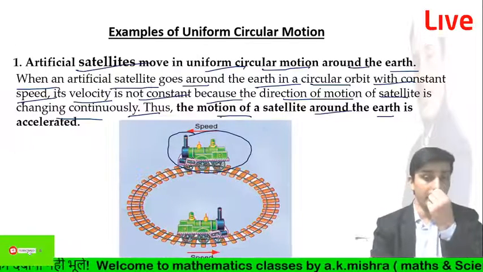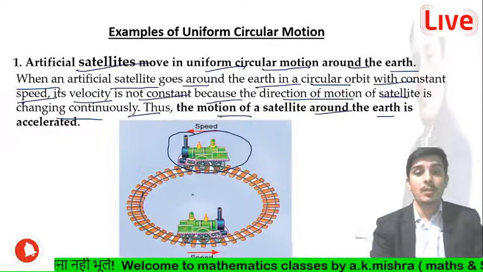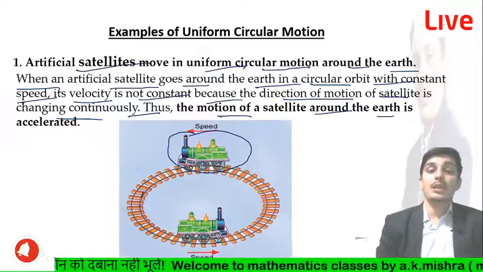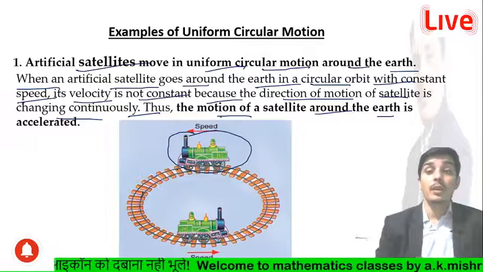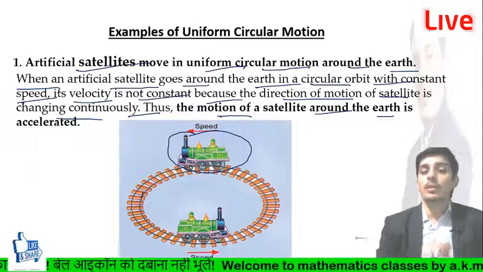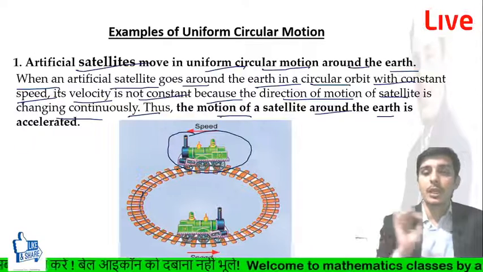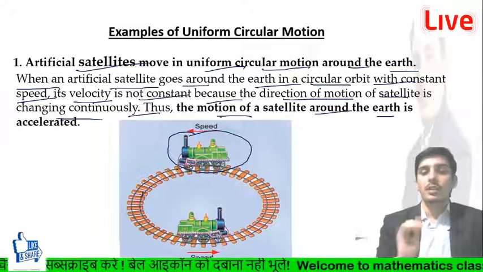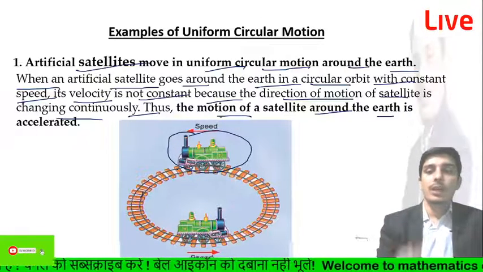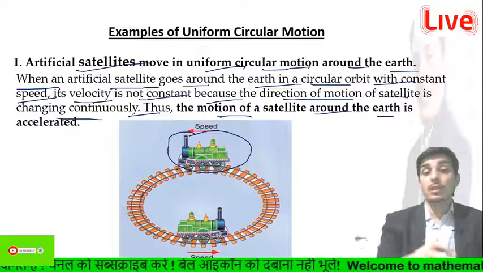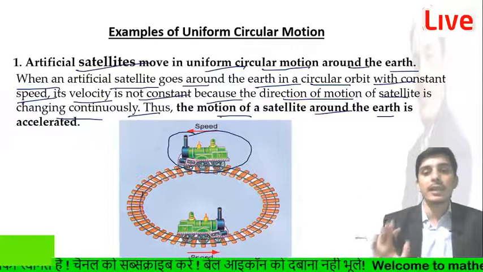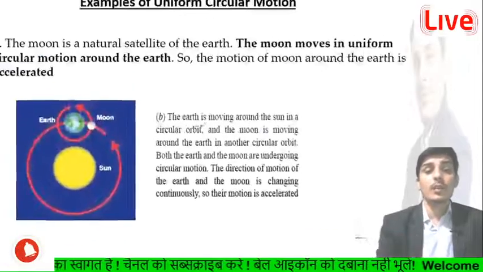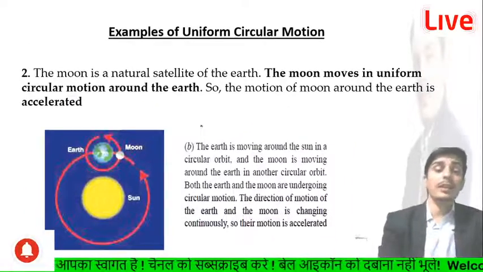Because a train is moving on a circular track, you can say that it has constant speed, but velocity is not constant. Why? Because the direction of motion of this train is continuously changing. So that's why you can say that the motion of this train on this railway track is accelerated, guys. Are you getting it now?